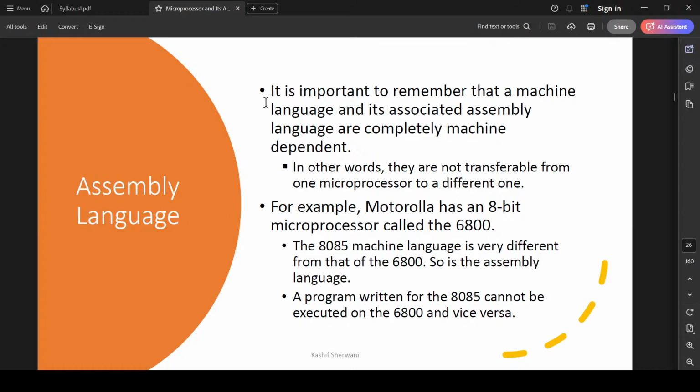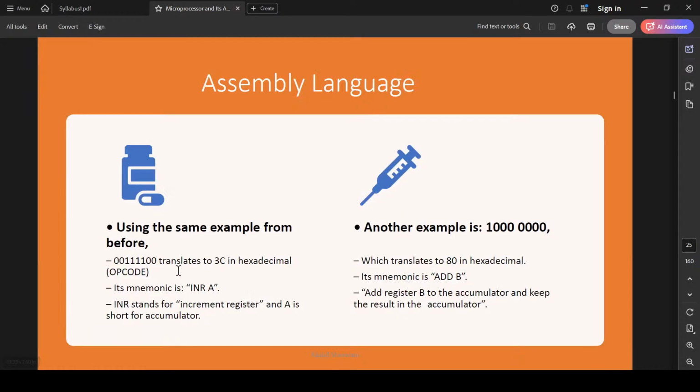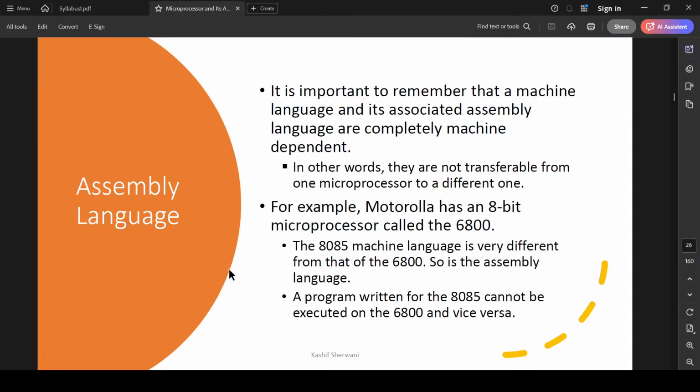It is important to remember that machine language and its associated assembly language are completely machine dependent. In other words, they are not transferable from one microprocessor to the other. For example, Motorola has an 8-bit microprocessor called the 6800. The 8085 is very different from the 6800, and their assembly language is also different. So a program on the 8085 cannot be used on the 6800 and vice versa.